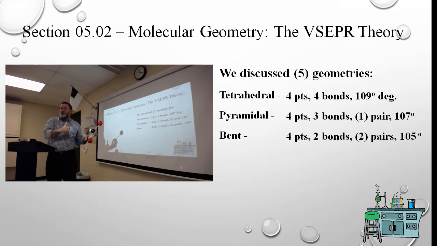So these are the three shapes, all based upon a tetrahedron. The tetrahedral, 4 points, 4 bonds. The pyramidal, 4 points, 3 bonds. And the bent, 4 points, 2 bonds. Each one has 2 degrees less of separation in the bond angle: 109, 107, 105. Okay?